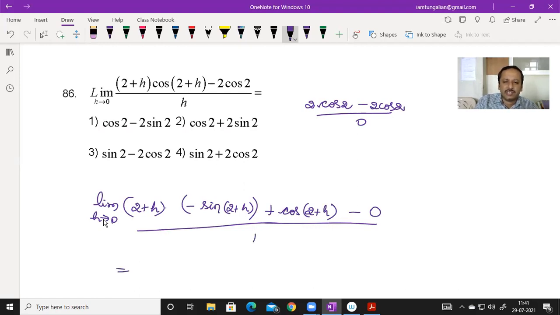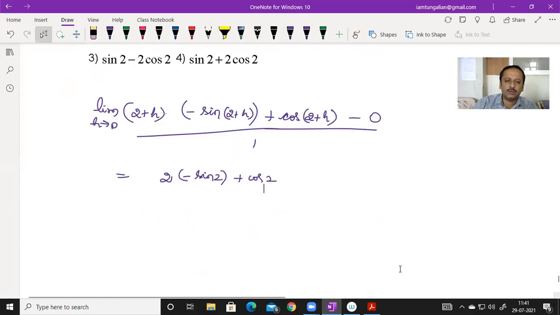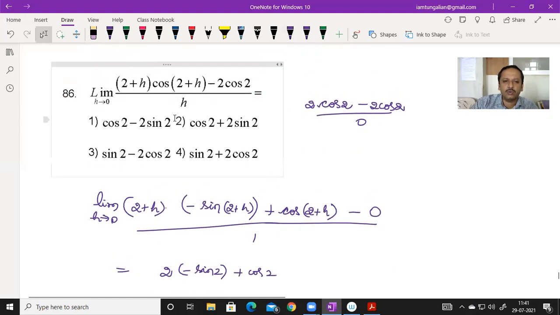Apply the limit as h tends to 0. This will be 2 plus 0, which is 2, into minus sin 2, plus cos 2. We are putting h as 0, so cos 2 you get. So the answer is cos 2 minus 2 sin 2. First option.